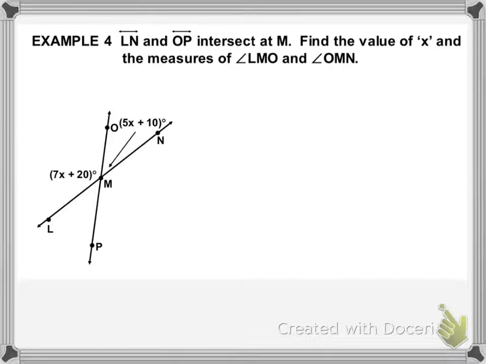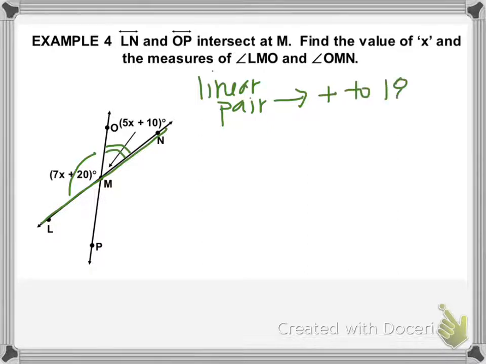From the picture, I've got expressions for two angles, and it looks like they are adjacent because they form that line LMN. That means they are a linear pair, which means they add up to 180. So remember, linear pair means they're supplementary, which we'll talk about in a minute, but they add to 180 degrees. So that's how we're going to set up our equation.